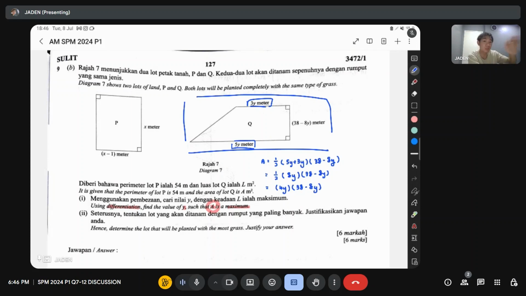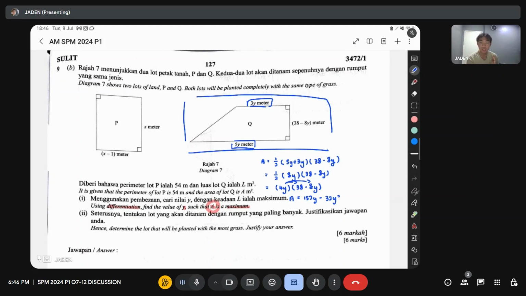Okay, now I'm sure that you know how to expand this. Make sure you use a calculator to double check your answer. So 4 times 38, you get 152y. 4 times 8 is 32y squared. Now that is your area equation.